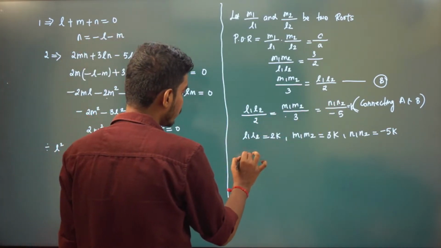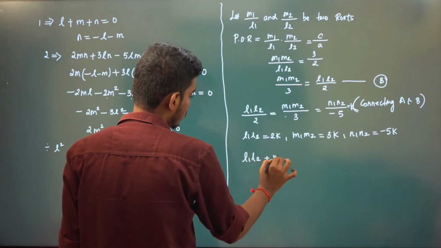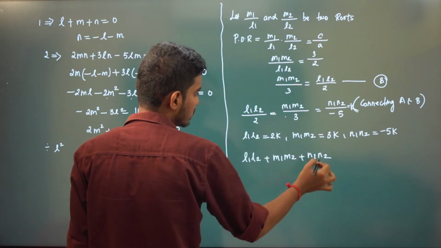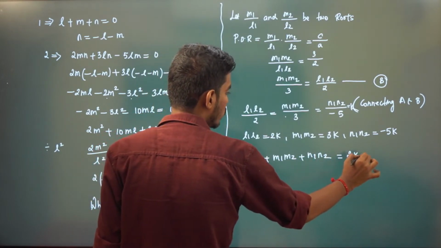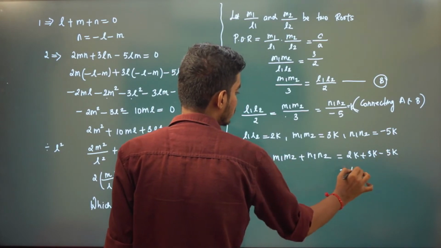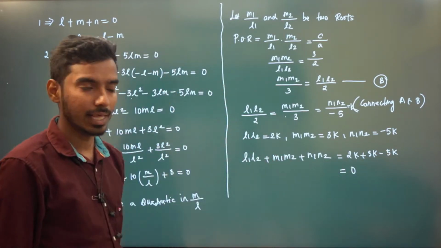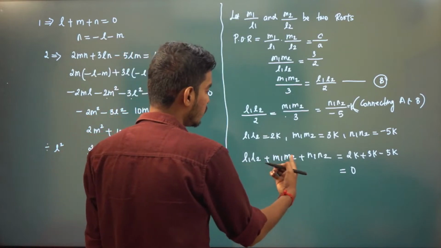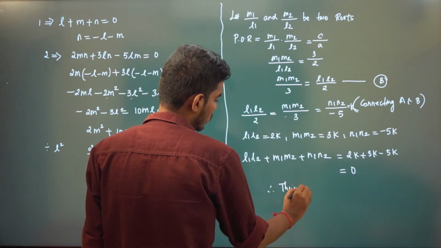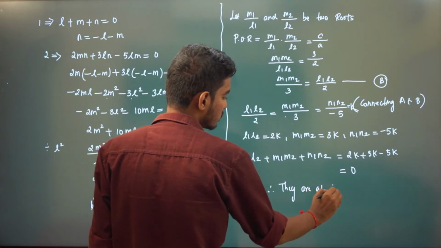So that means L1 L2 is equal to 2k, M1 M2 is equal to 3k, N1 N2 is equal to minus 5k. Now, what happens if I add L1 L2 plus M1 M2 plus N1 N2? We will have 2k plus 3k minus 5k, which is 0. That means they are perpendicular, because L1 L2 plus M1 M2 plus N1 N2 is 0. Therefore, they are at right angles.